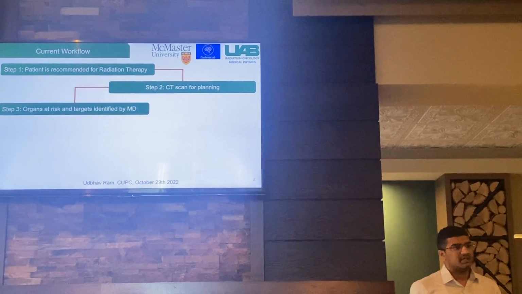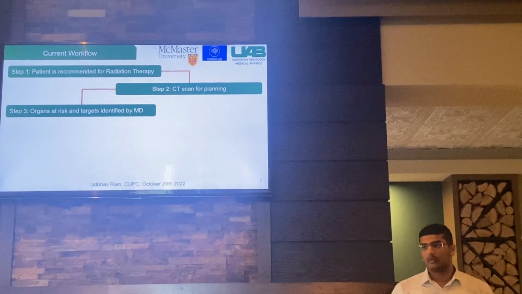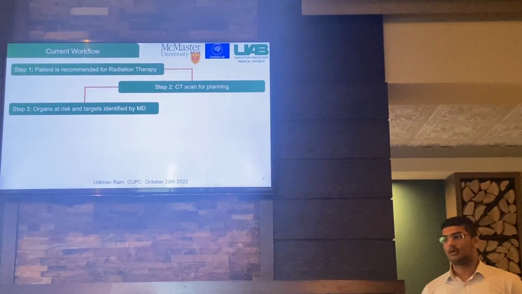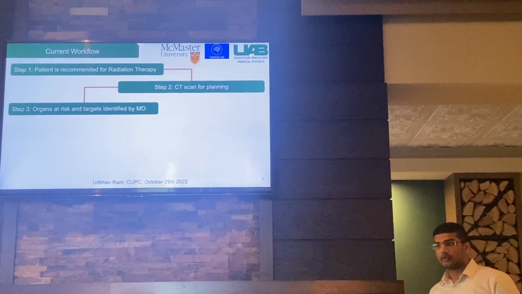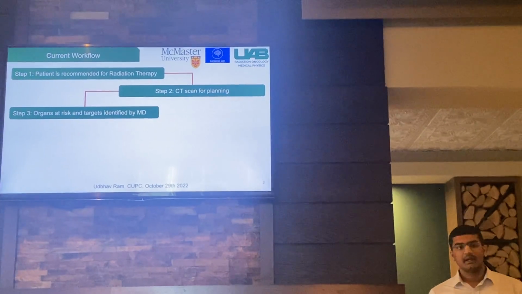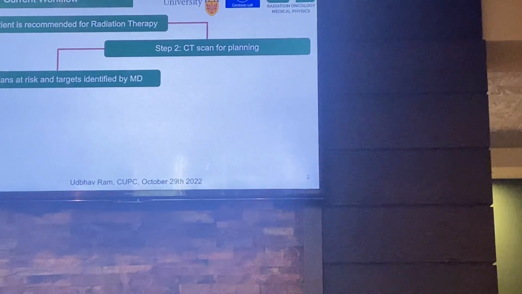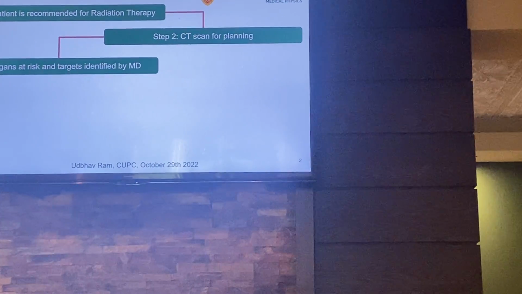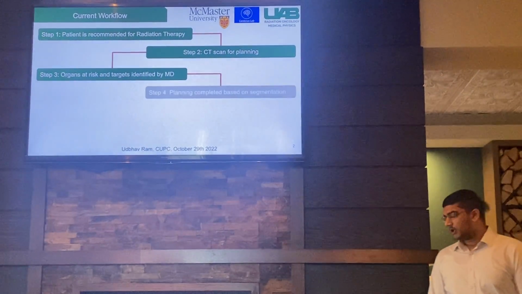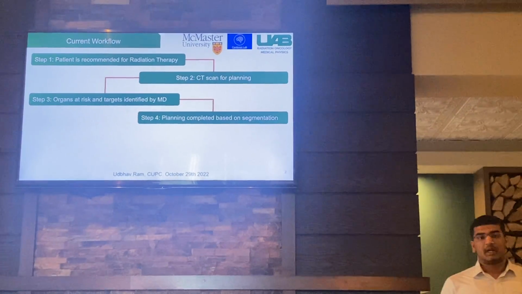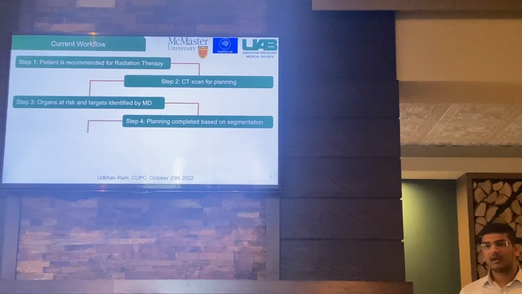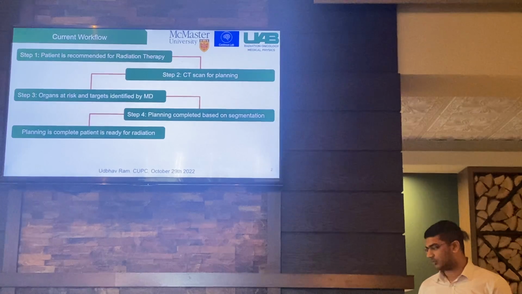Now using the CT scan, a radiation oncologist will go through and identify organs of interest and our target volumes. Target volumes are something that we want to irradiate very intensely, and our organs at risk are anything around our target volume that we do not want to irradiate. Using these segmentations, we're able to complete a radiation planning. And finally, the patient is ready to receive radiation.